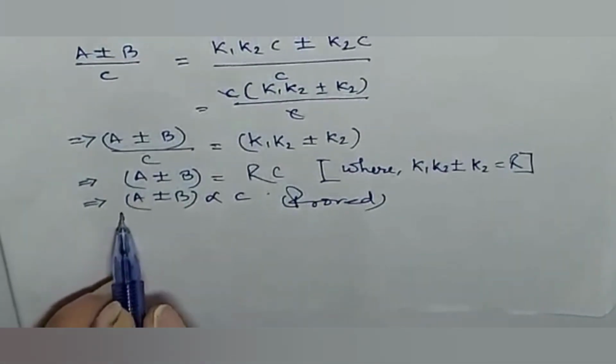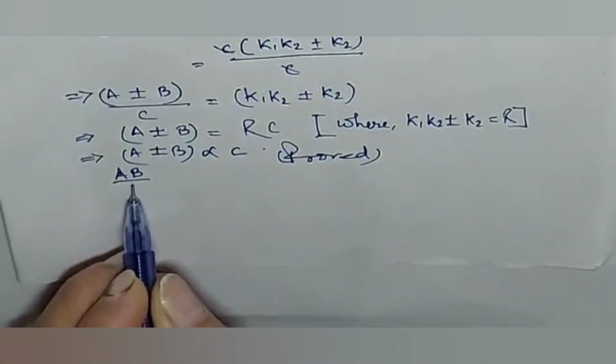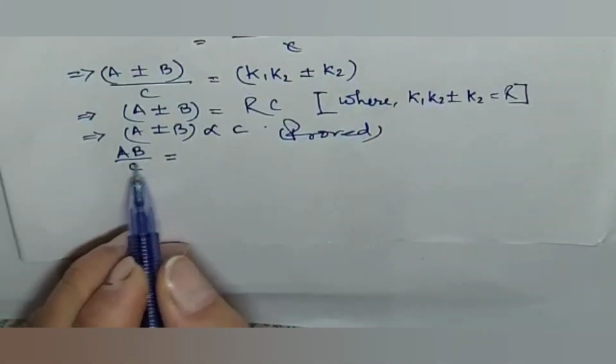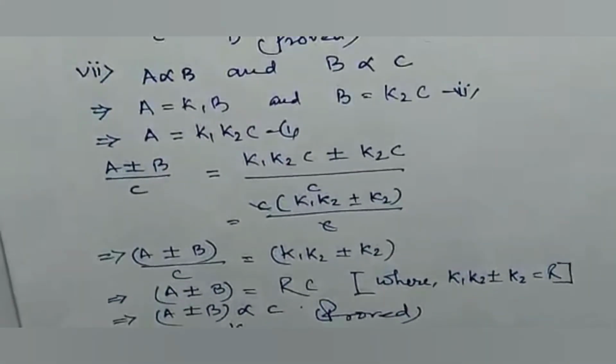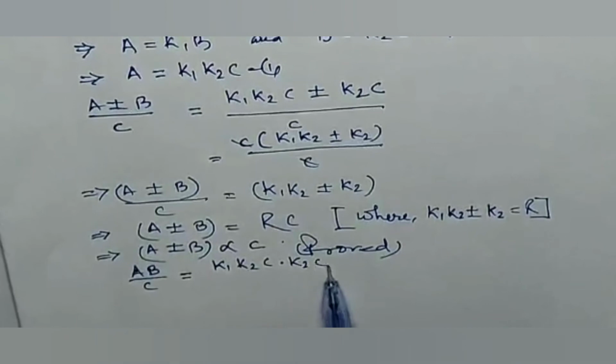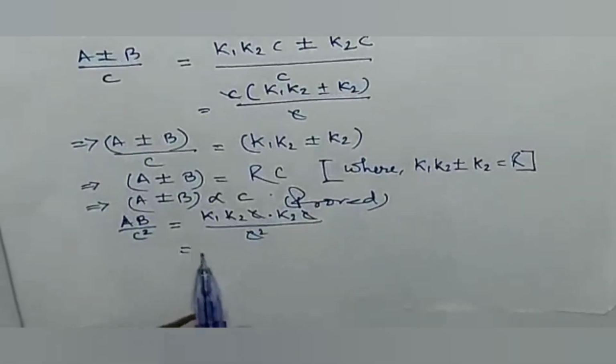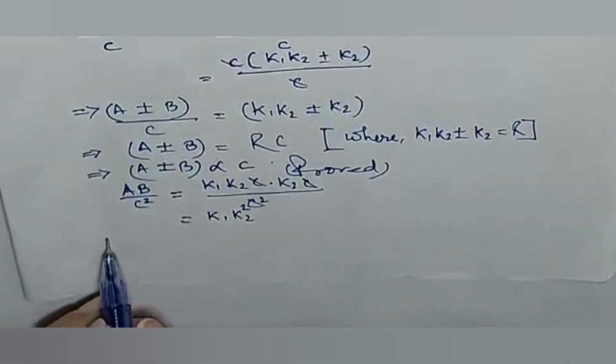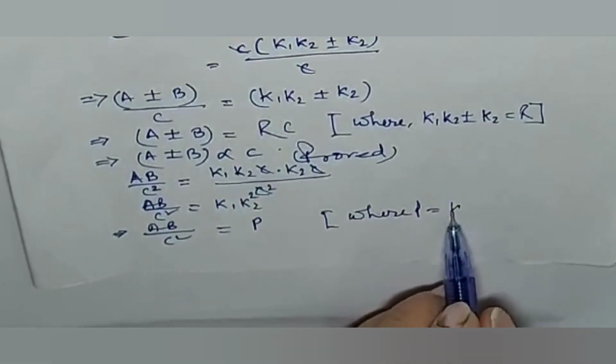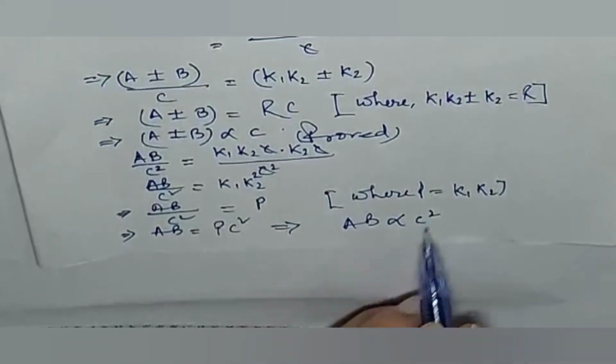And the last one, AB by C square. We put the value of A and B from equations 1 and 2, K1 K2 C into K2 C by C square, so it is K1 K2 square. So you can write AB by C square is equal to P, where P is equal to K1 K2 square. That is AB is equal to P C square. So we can write AB proportional to C square. Proved.